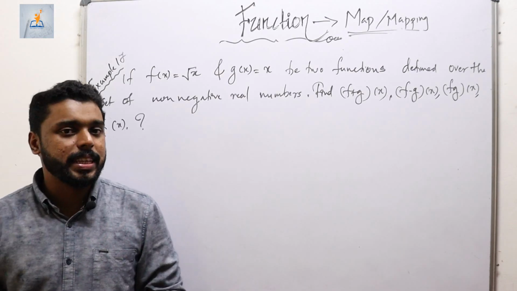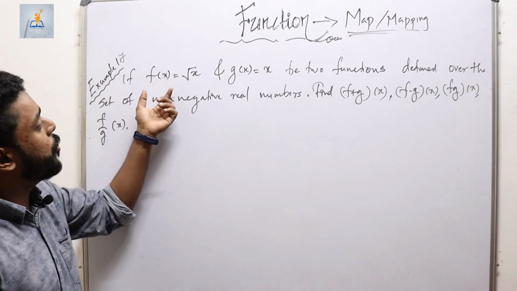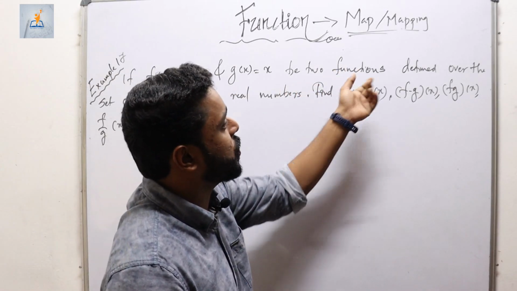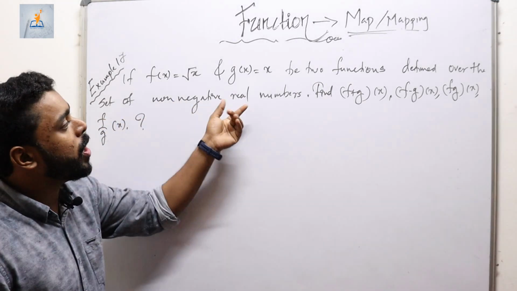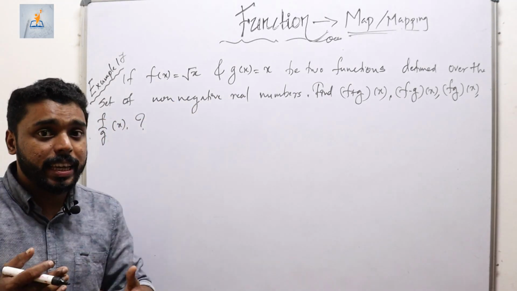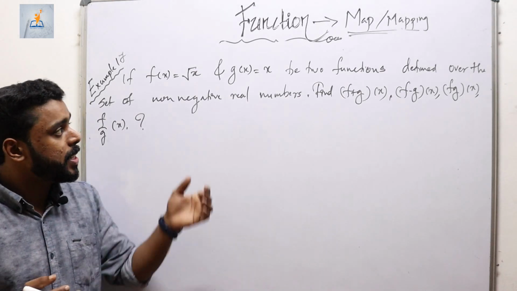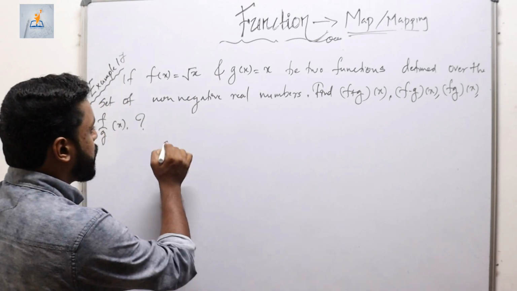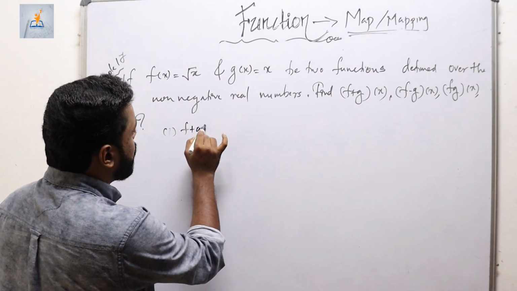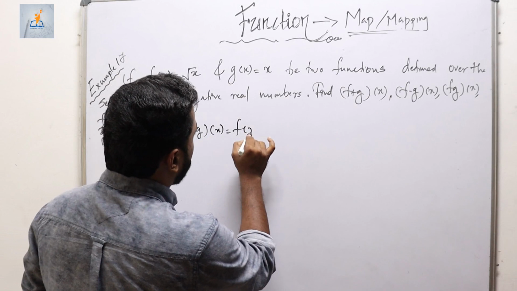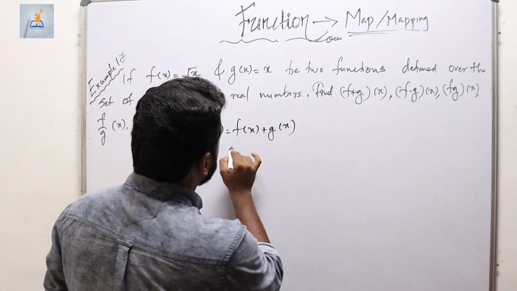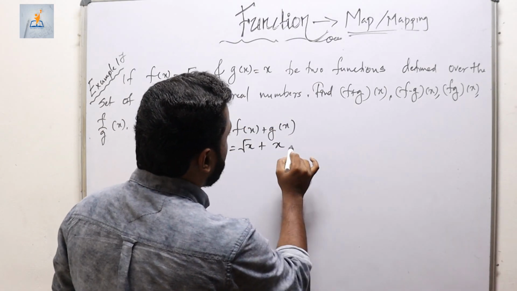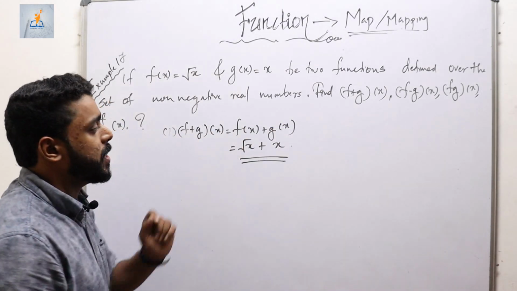So now coming on to example number 17. The question is that if f of x is equal to root x and g of x is equal to x, be two functions defined over the set of non-negative real numbers. We know that non-negative real numbers is a subset of real numbers, hence this is a real function. Find f plus g of x. So the first one is f plus g of x. It is equal to f of x plus g of x. So what is f of x? It is root x, plus g of x is x. So x plus root x is f plus g of x.